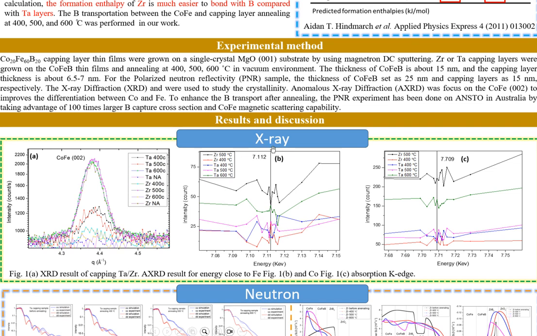And from the results and discussion, on the X-ray part we use XRD to observe the cobalt-iron BCC phase after the annealing process. And the anomalous X-ray scattering basically is where we focus on one peak and scan through different energies close to the absorption edge of iron and cobalt itself.